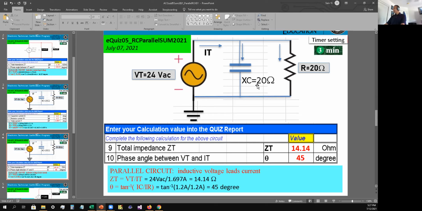Since it's in parallel, it should be less than the smallest value here. This one is 20, this one 20. So approximately less than 20 should be good enough. So 14.14 ohms is correct. This one is a parallel circuit, and it is a capacitive circuit.